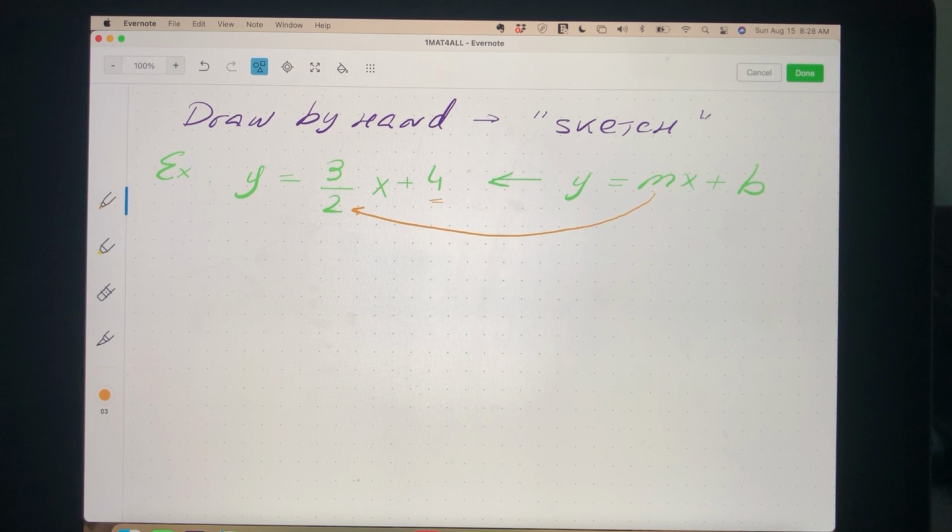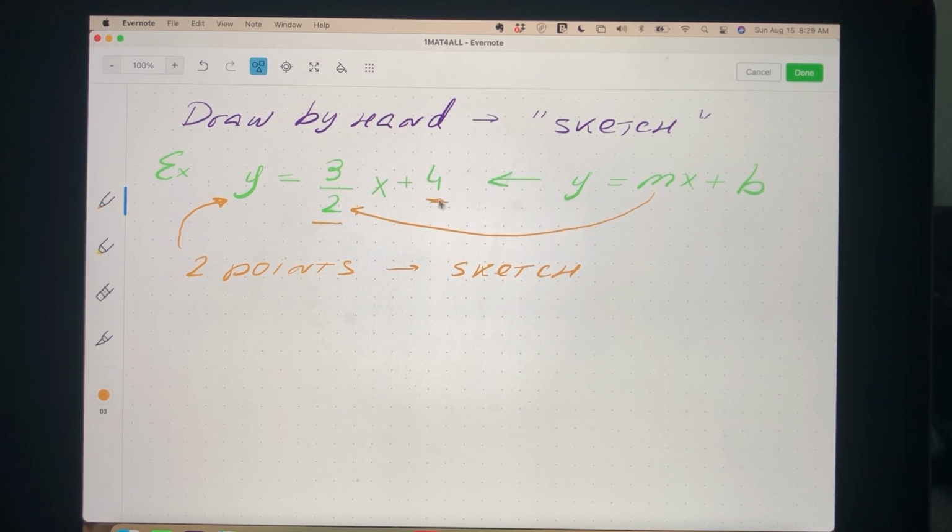Now, when we make a sketch by hand, it takes only 2 points to come up with the formula for the straight line, and it also takes 2 points to make a sketch. When we come up with a formula, we go for the slope first. First we find the slope, and then we use the slope to find the b. When we do the sketch by hand, we do everything in the opposite order.